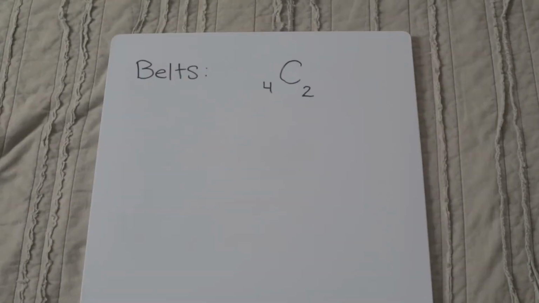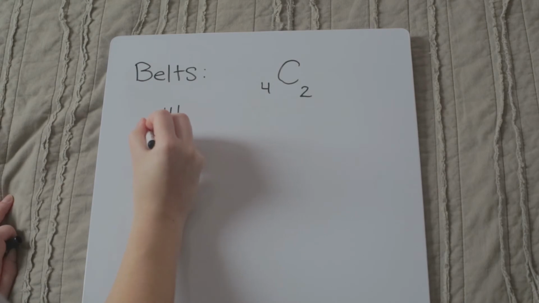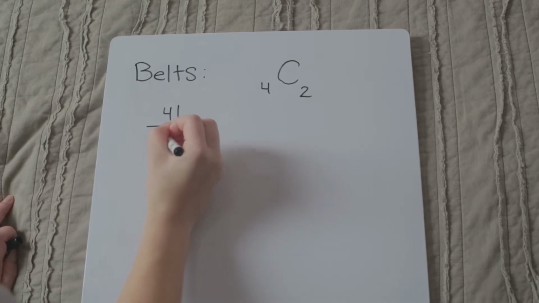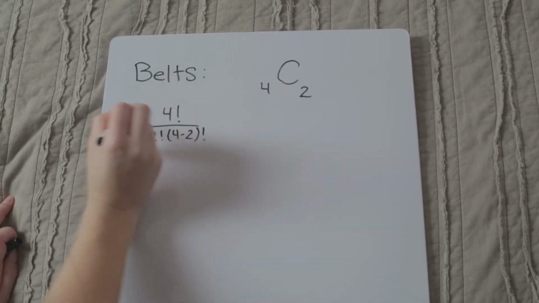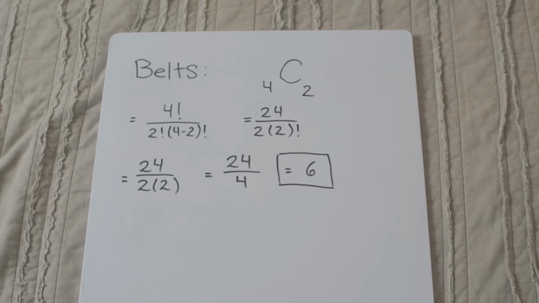Let's look at the belts. So Pierre has 4 belts and he needs to choose 2 for his trip. So we write this as 4 choose 2. And plugging this into our formula, we get 4 factorial divided by 2 factorial times (4 minus 2) factorial. So we can calculate this out, and we get 24 divided by 4 with a final answer of 6. So Pierre can make a total of 6 combinations of belts.